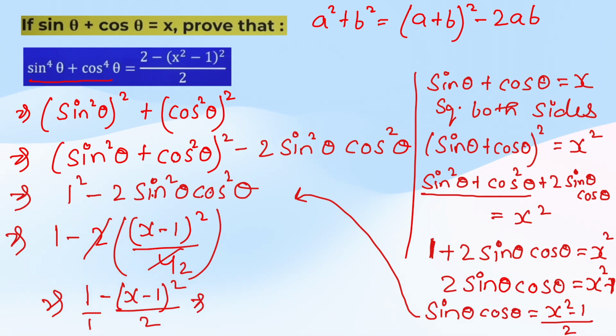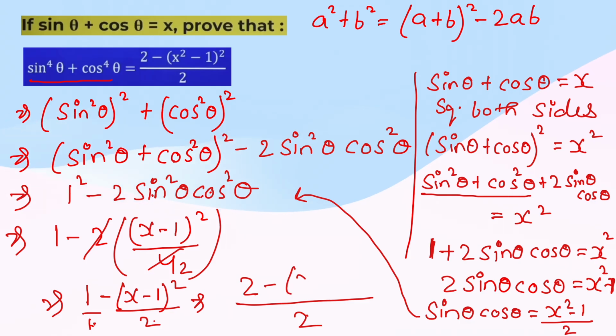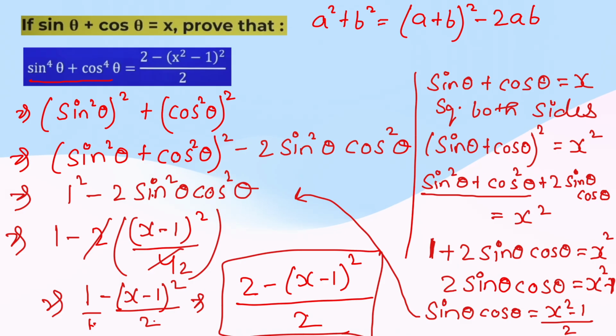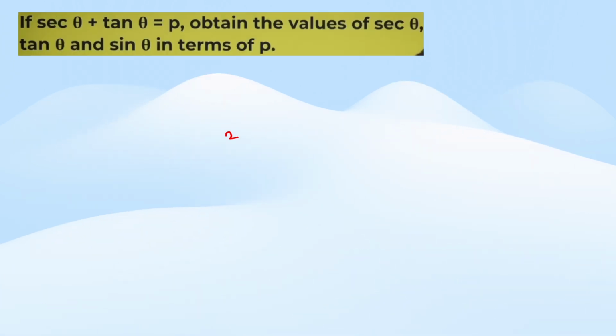Okay? Just take the LCM of 1 and 2, that will be 2 only. 1 twos are 2. So 2 will be multiplied, minus x square minus 1 the whole square. And that's what we need to prove. Clear? Whenever you see the fourth power of sine and cos, just convert it into sine square the whole square and cos square the whole square. Clear? So it will be a square plus b square, and then we know the formula and we can solve it. Hope it is clear.